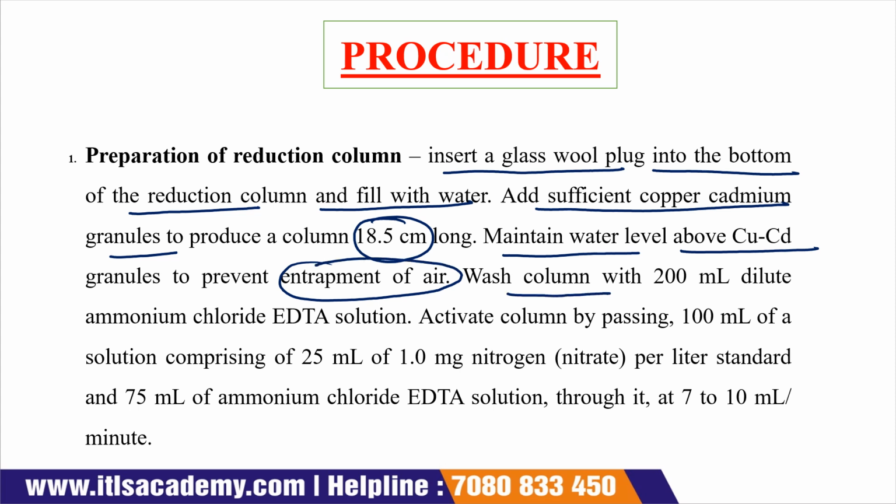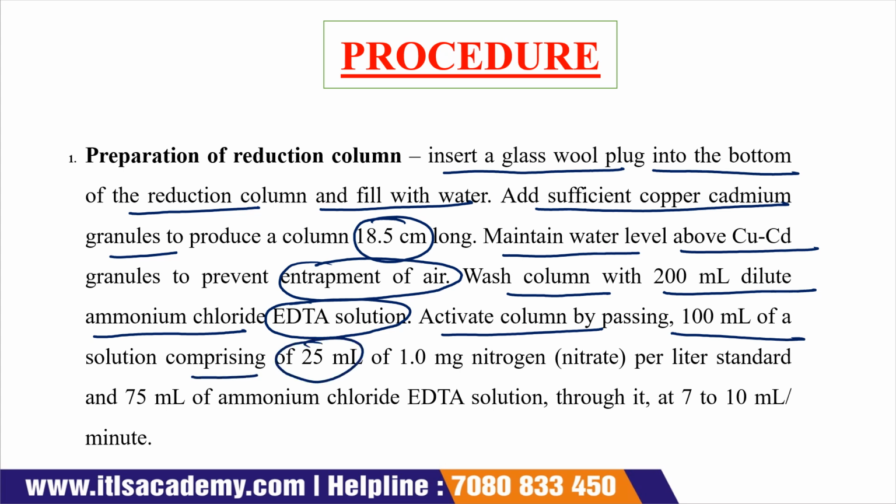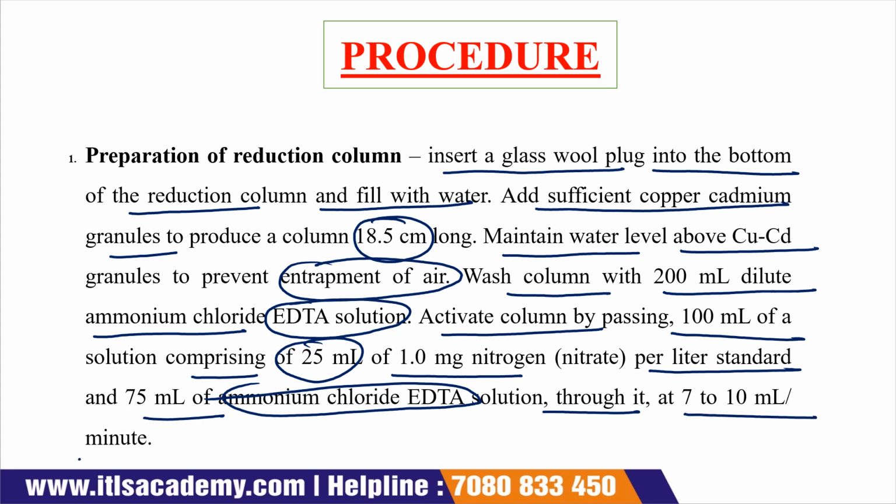Now wash the column with the help of 200 ml of dilute ammonium chloride EDTA solution. Activate the column by passing 100 ml of solution comprising 25 ml of 1 milligram of nitrogen per liter standard and 75 ml of ammonium chloride EDTA solution through it, at 7 to 10 ml per minute.